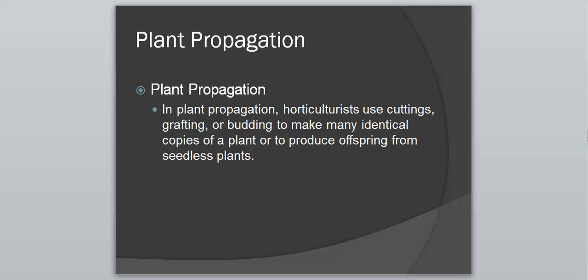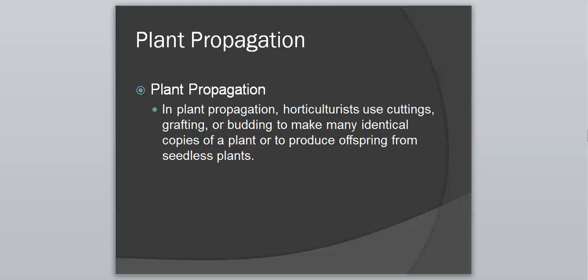In plant propagation, horticulturalists use cuttings, grafting, or budding to make many identical copies of a plant or to produce offspring from seedless plants. What we talked about yesterday with vegetative reproduction is what happens in the wild. This section focuses more on how humans control the spreading of plants.